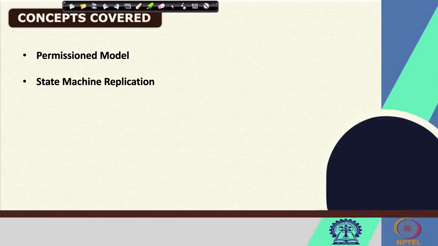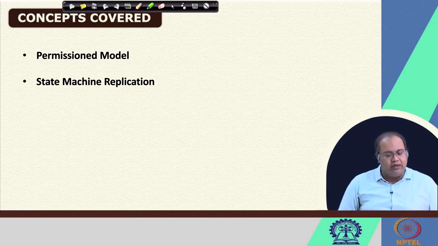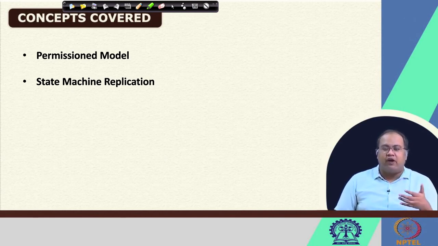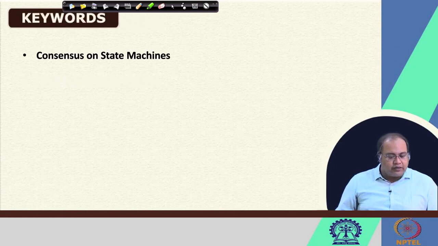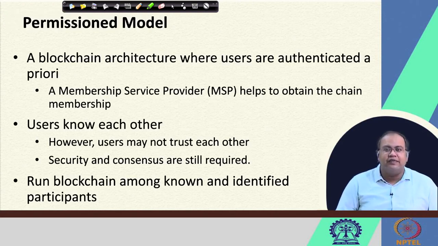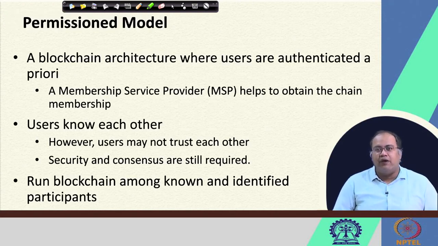Now, to start with, the concepts that we are going to cover today are the basic idea of the permission model and the concept of state machine replication, which is applied thoroughly for the development of the consensus model for the permissioned blockchain network. So, these are the keywords, consensus and state machines, that we are going to discuss today. To start with, let us have a brief background about this permission model.